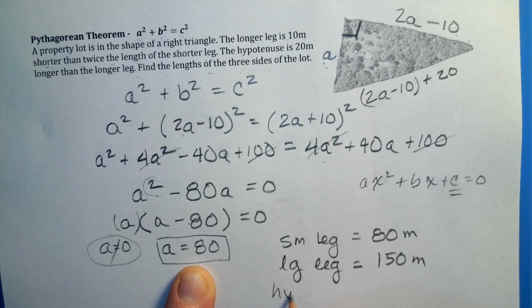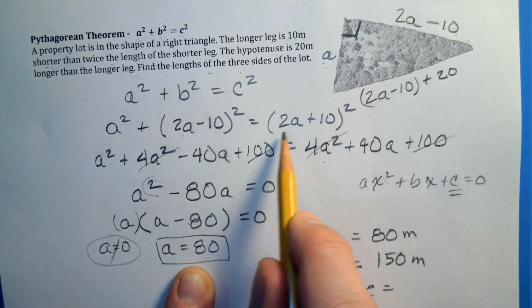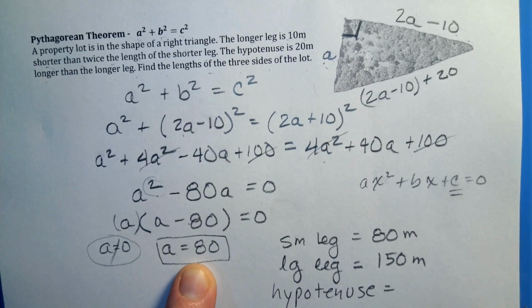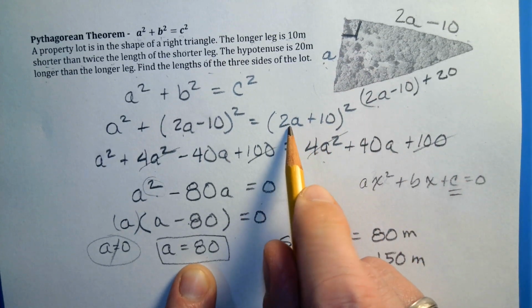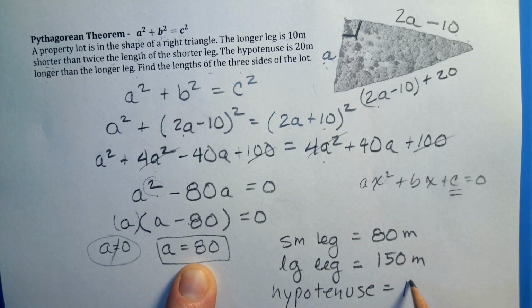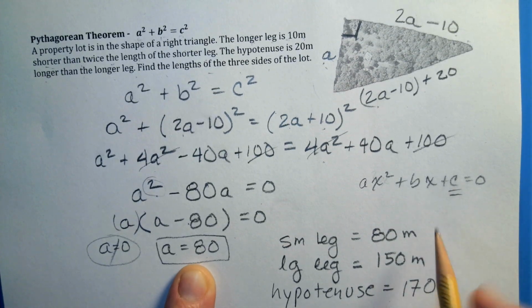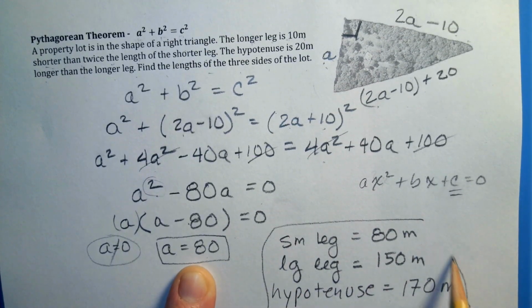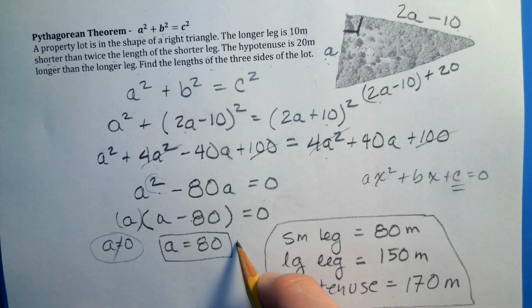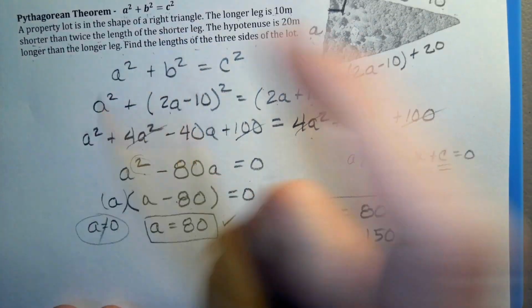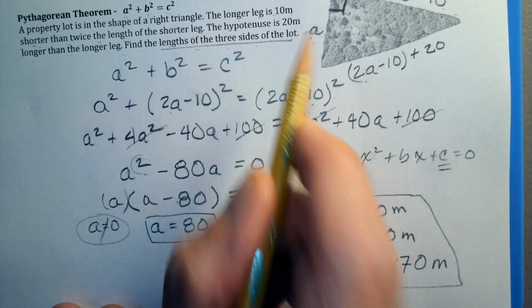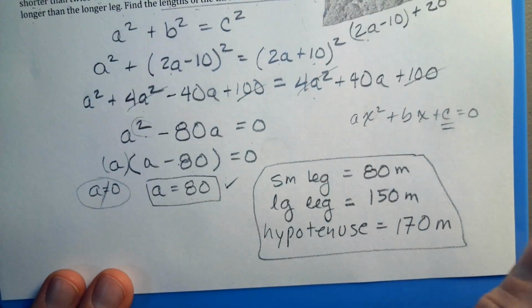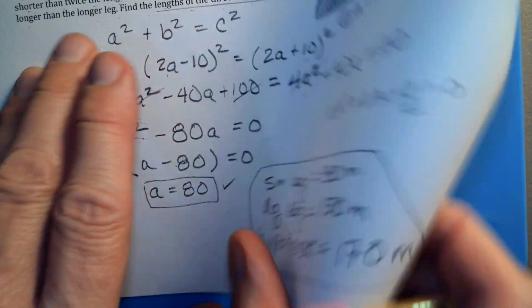And then the hypotenuse, we plug it into this, that would be 160 plus 10, so 170 meters. All right, so again, don't just find the one side and then say, oh, that's my answer. Make sure that you're answering the question. We want the lengths of all three sides, so you want to list them all. All right, let's go on to the back page of our notes.